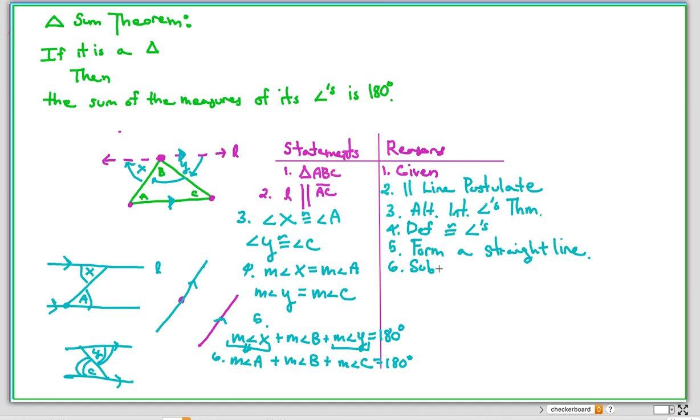You showed that the measure of A plus the measure of B plus the measure of C, this was any triangle. This entire argument could have been made for any triangle. You showed that the measure of the three angles in a triangle is 180 degrees, and this is called the triangle sum theorem.